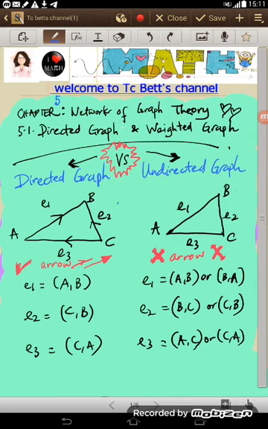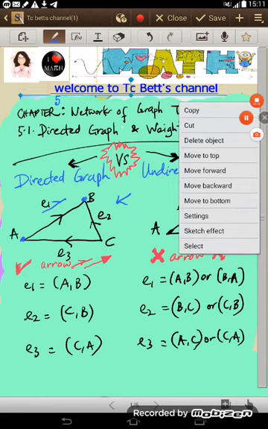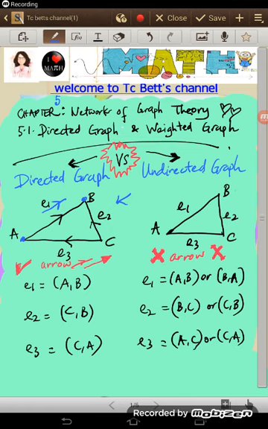As you can see here in the diagram, a directed graph is a graph in which a direction is assigned to the edge connecting two vertices, one vertex, another vertex, and then a direction. You can see the direction here using an arrow, yeah, using an arrow here.